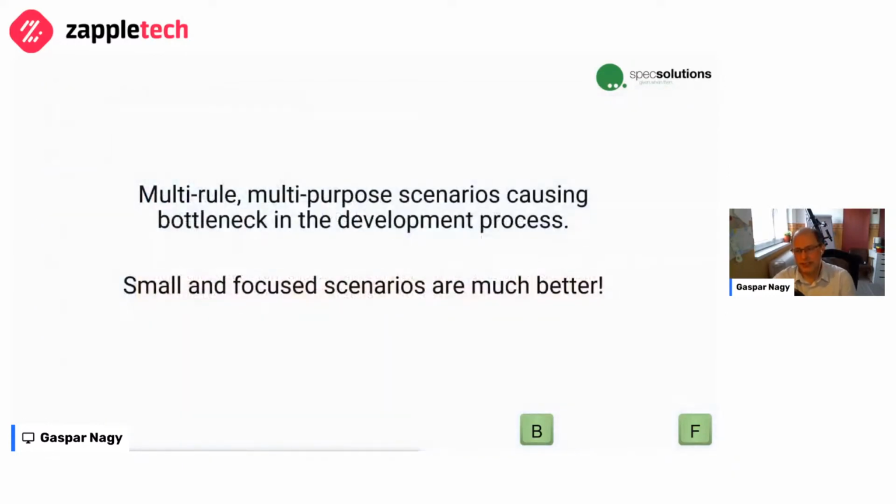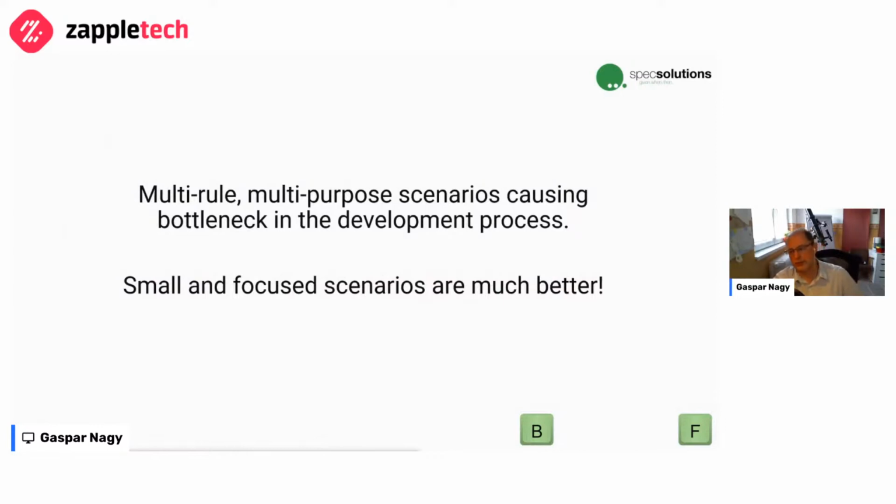At first look, maybe it doesn't sound that bad that one scenario is supporting multiple business rules, but unfortunately, these multi-rule, multi-purpose scenarios typically cause a bottleneck in your development process. I don't want to go too much into the details. Maybe in the Q&A we can come back to that. But no one will be able to take care of them. It will be very hard to put them into the right place. It will be very hard to find ownership for those kinds of scenarios. So they are really causing a lot of trouble, also with the automation.